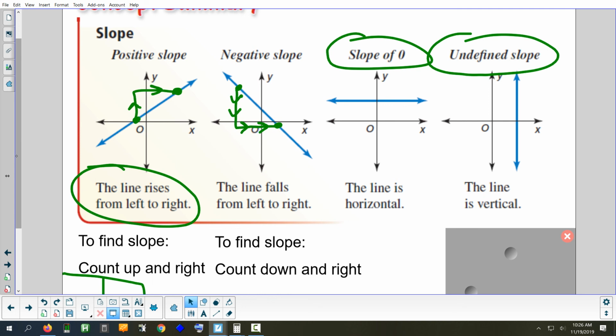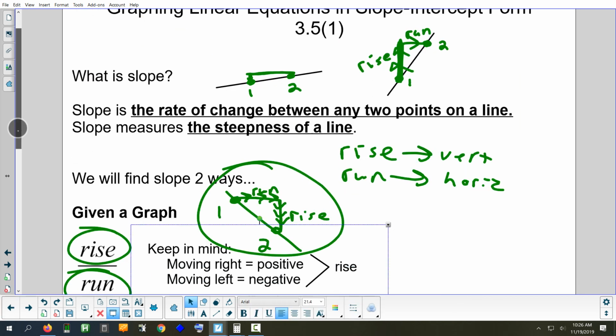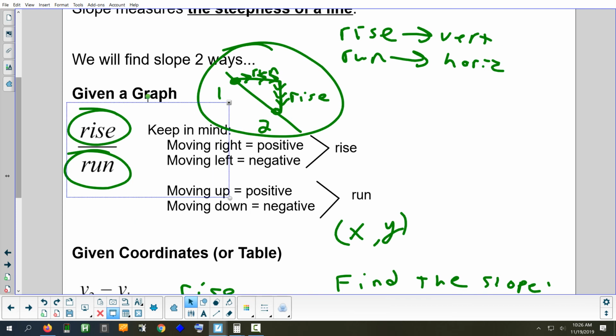These are positive numbers. These are negative numbers. This is 0. What other kind of number is there? There's nothing else besides positives, negatives, and zeros. So vertical, there isn't a number. It's just undefined. So for slope of 0 and undefined slope, there's no dots? No, there's no calculation or anything you need to do. The only time you've got to count with dots is this one and this one. And that's where you have to use this formula. Rise over run.